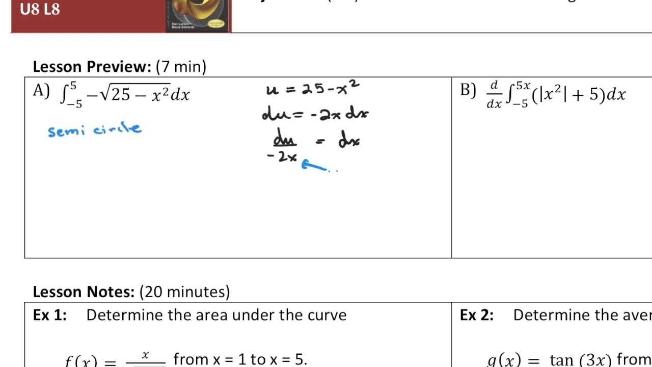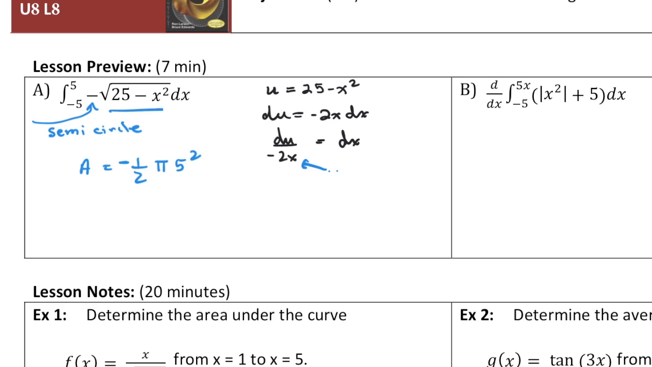You recognized your semicircle. You used the formula. Area was 1/2 pi r squared. The radius in this problem, of course, was 5. So there's your 5 squared. And don't forget, there happened to be a negative in front.